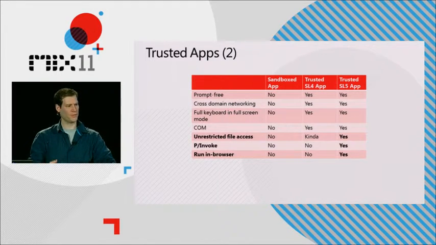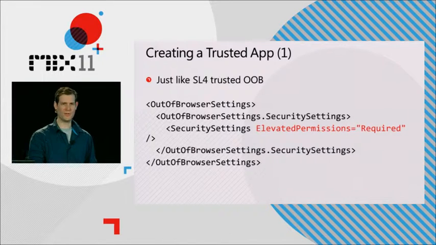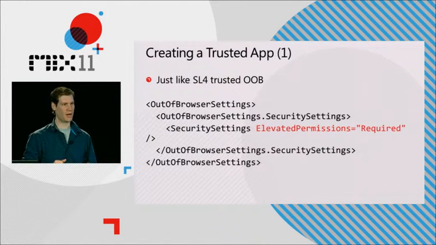And some new things in Silverlight 5. We talked about the unrestricted file access. P/Invoke we'll cover in a little bit. And run in browser is our favorite trusted feature. The process for creating a trusted app is really simple. If you've ever created a trusted out-of-browser app, in the beta at least, it is literally exactly the same process. It's probably a little too exactly the same API, if you ask me.